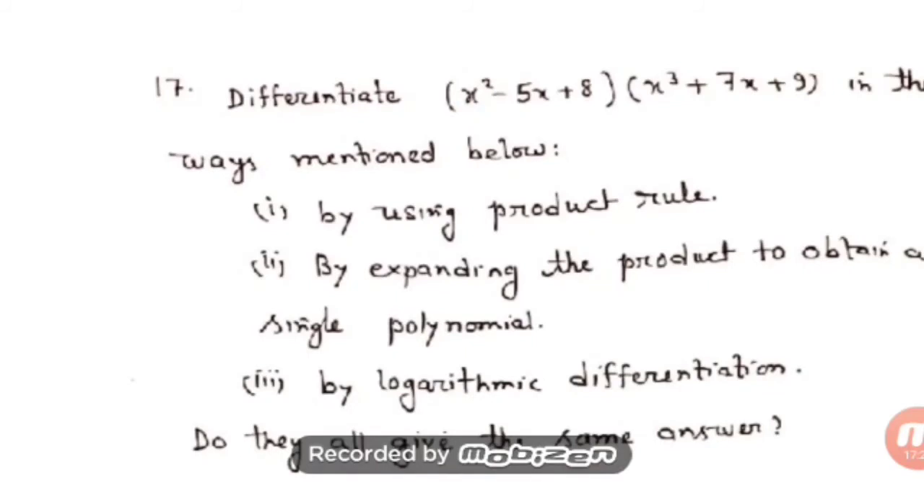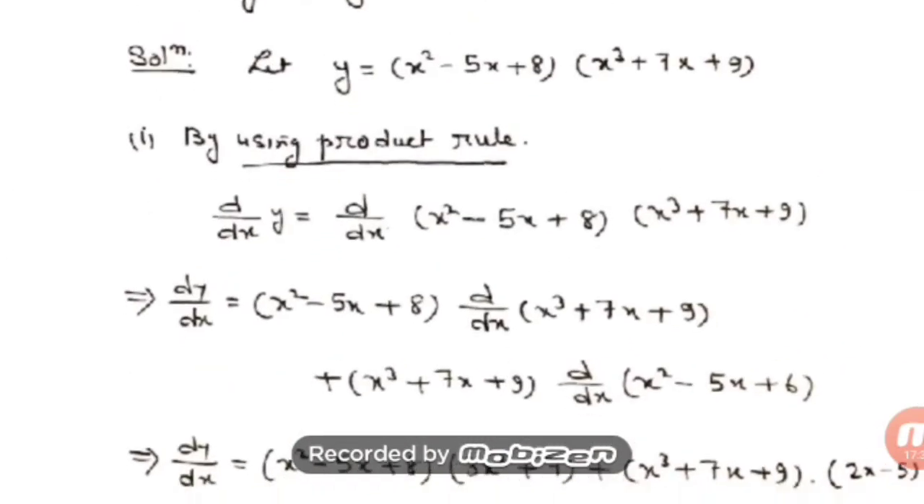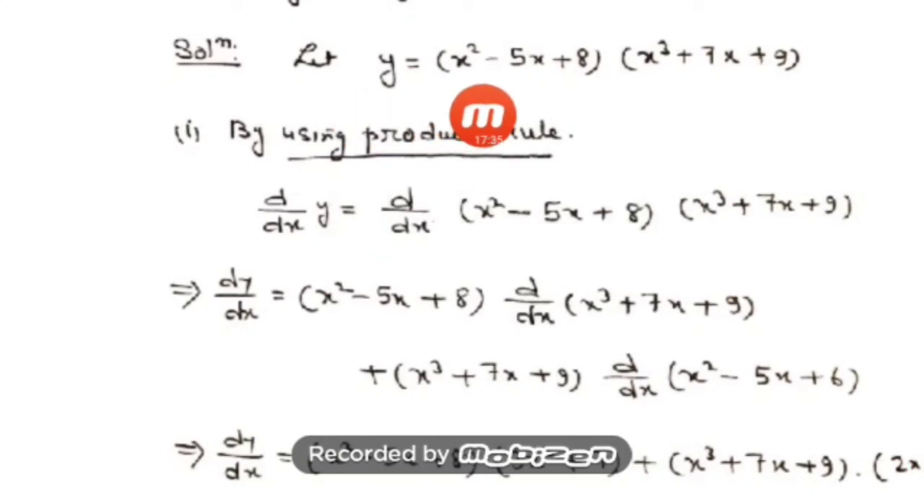Are they same or not? So the first way, by using product rule. First one, let us name it as y. y is equal to (x square minus 5x plus 8)(x cube plus 7x plus 9). By product rule, I just find out the derivative d/dx of y is equal to d/dx of this expression.